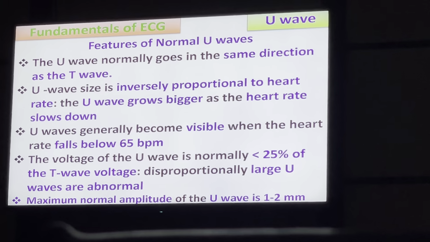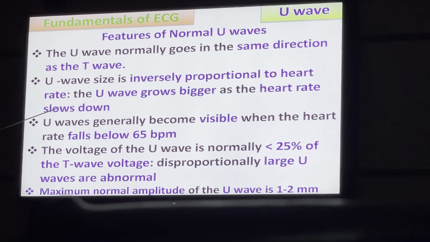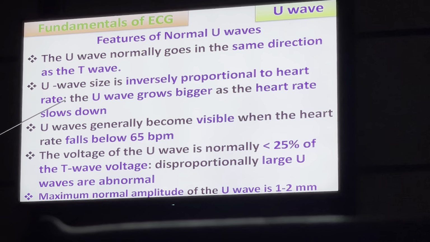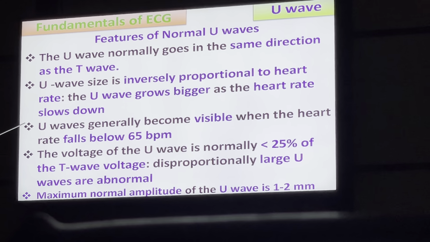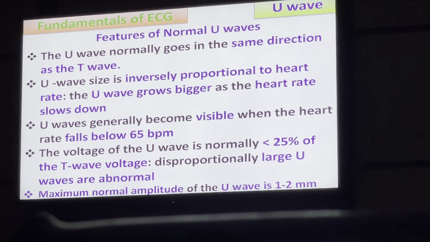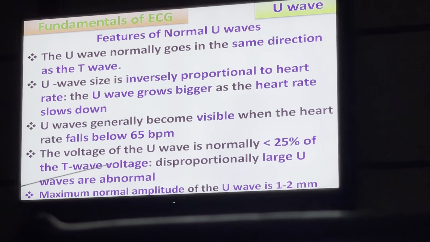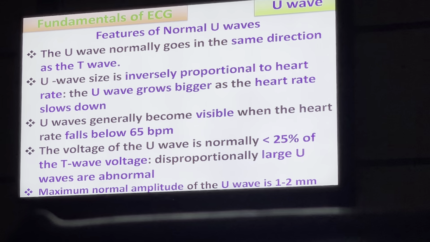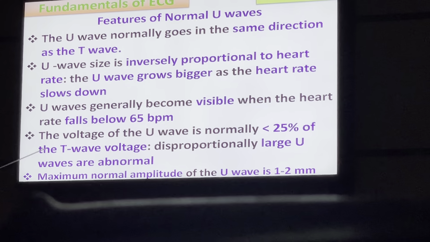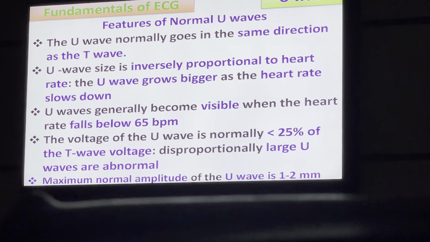Now the U wave. Most of the time they are not visible, but the U waves normally go in the same direction as the T wave. U wave size is inversely proportional to the heart rate. U wave grows bigger as the heart rate slows down. U waves generally become visible when the heart rate falls below 65. The voltage of U wave is normally less than 25% of T wave voltage. Disproportionately large U waves are abnormal. So the maximum normal amplitude of U wave is 1 to 2 millimeters. Next.